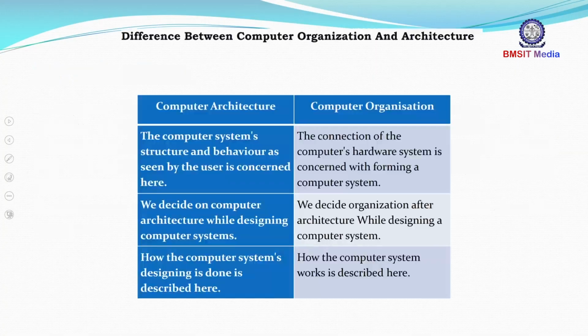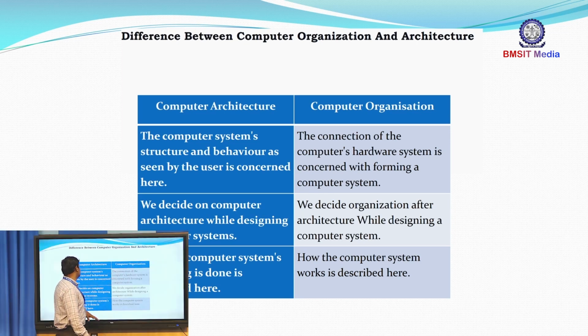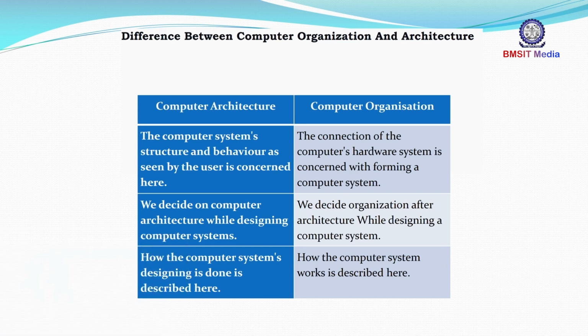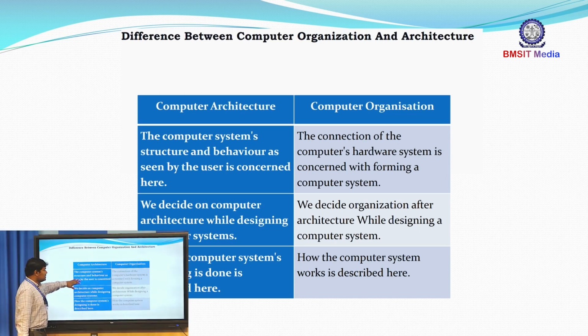Now we need to identify the difference between computer organization and architecture. Here are a few differences. Computer architecture means the overall structure; it represents the computer system structure and behavior as seen by the user. In computer organization, it represents the connection of the computer's hardware forming a computer system, whereas here the behavior as seen by the user is the concern.